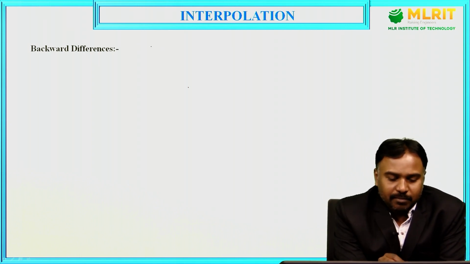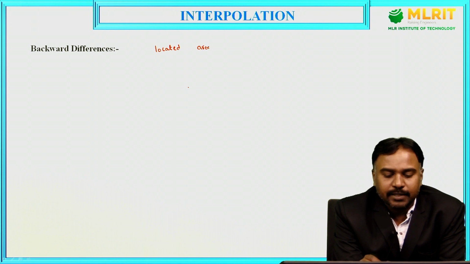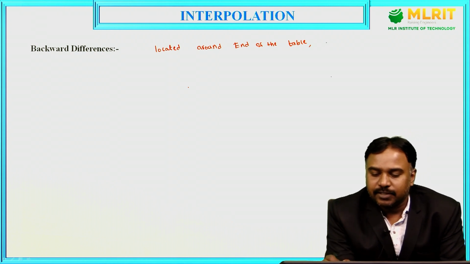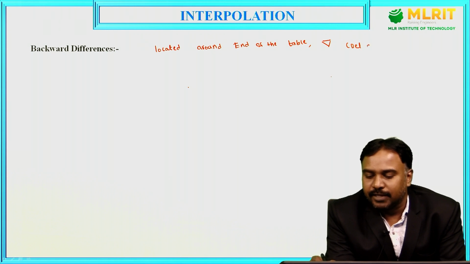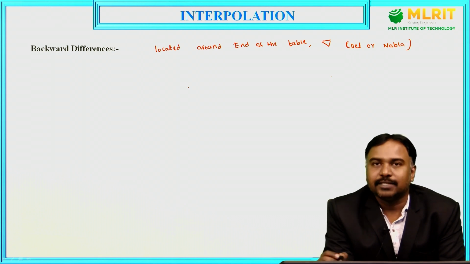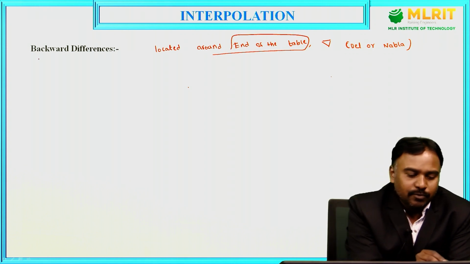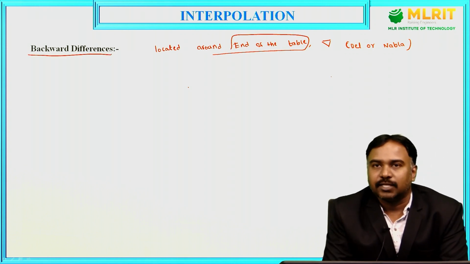As I said, the backward differences which we are going to use are for when the point is located around the end of the table. This backward difference we denote as del, or we can call it nabla. So located around the end of the table, we are going to use the concept of backward differences.